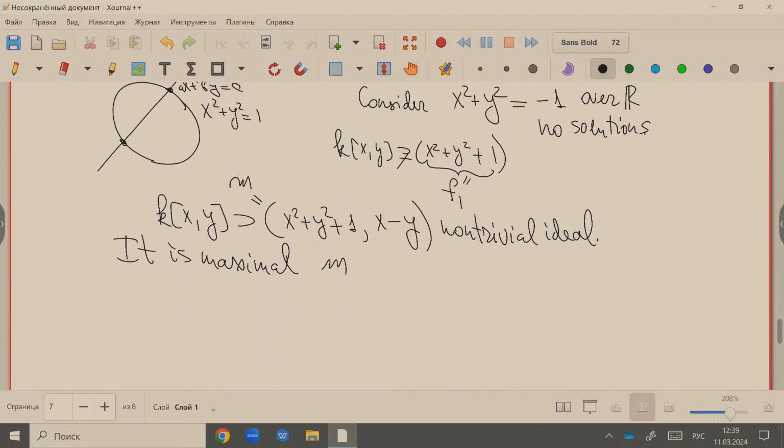So it is maximal, but doesn't correspond to an ideal of the form (x minus a, y minus b).